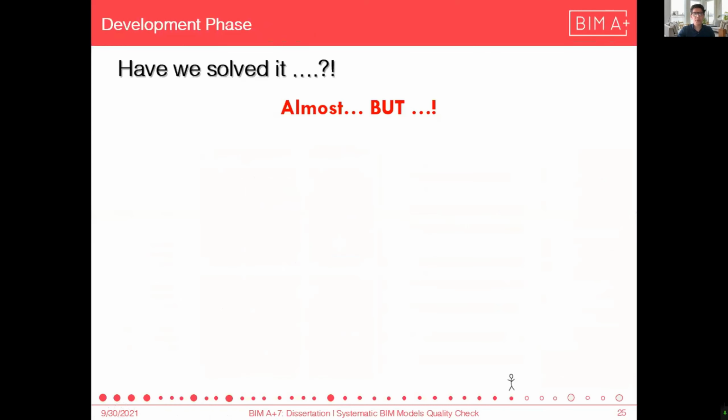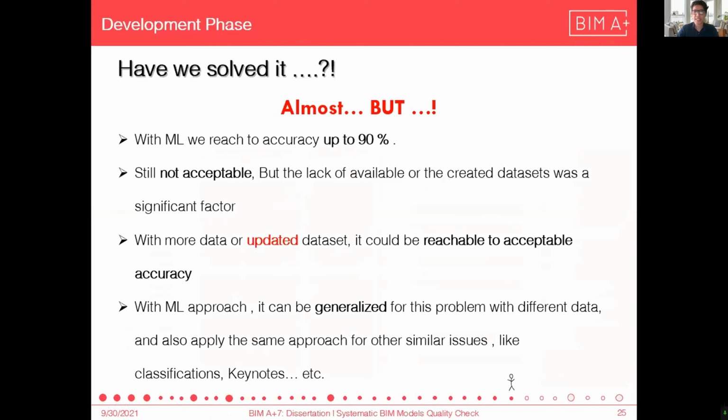So the question is, have we already solved it? Unfortunately, no, because we reached an accuracy of 90%. This is acceptable accuracy in general, but not acceptable for our tool because we need to reach 100% at least. But there is a reason: we are limited by our dataset. We have only 2,000 dataset examples. It's not too much. With updates, we can generalize it and make it more accurate than 90%.